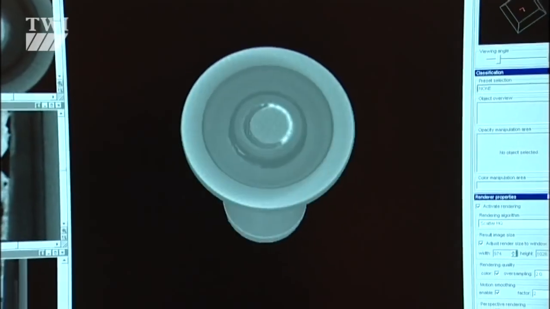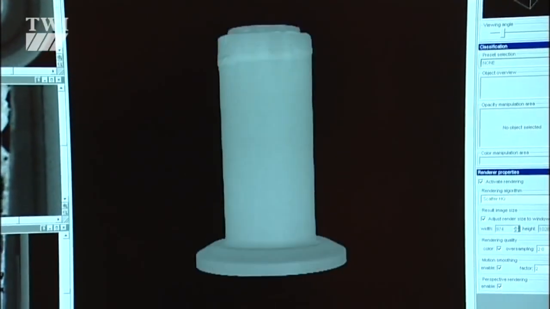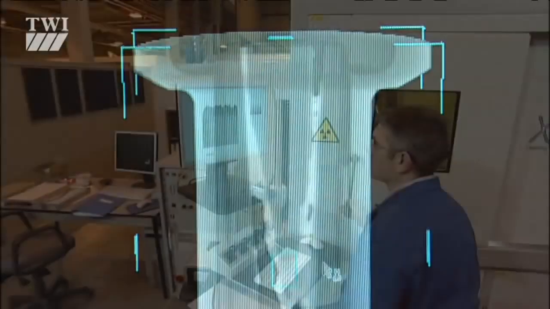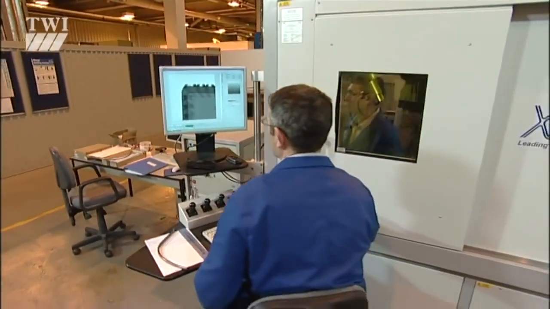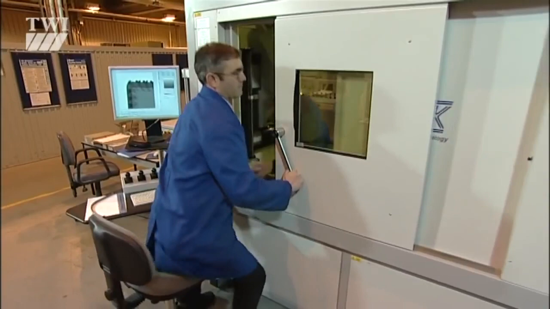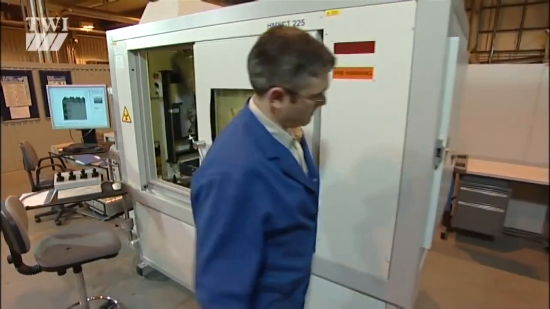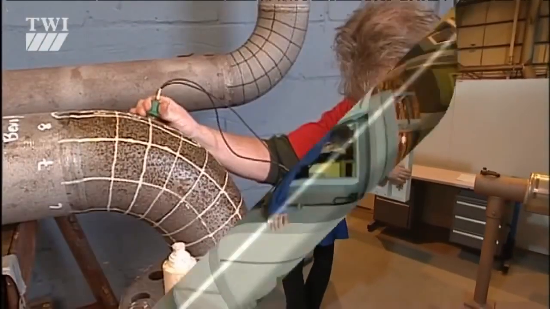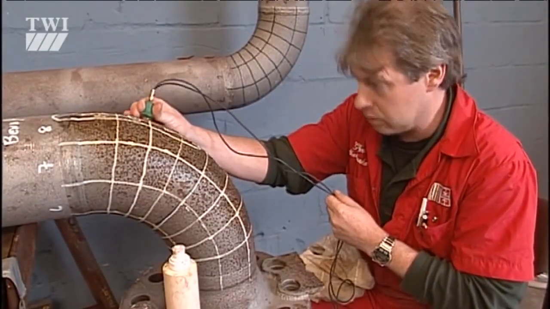Some of the benefits of digital radiography over wet radiography are obvious. There's no need for chemical processing. The exposure to image viewing time is shorter. The images are easily stored on a hard drive, and they can be easily manipulated and enhanced on a computer. Well, now let's look at ultrasonic testing.